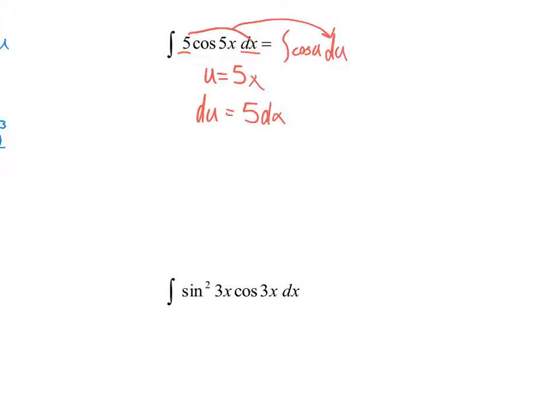Wait, why didn't you put the? Oh, sorry. Yeah, they made it cosine of u du. And then they took the integral, and that equals sine of u. And then they plugged the u back in. U is 5x, so they had sine of 5x plus the c. That's really good. Sine of 5x plus the c.